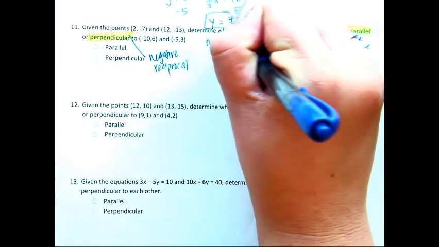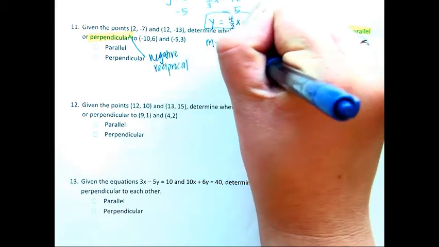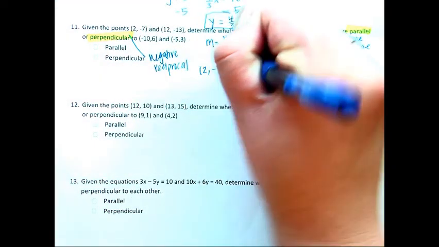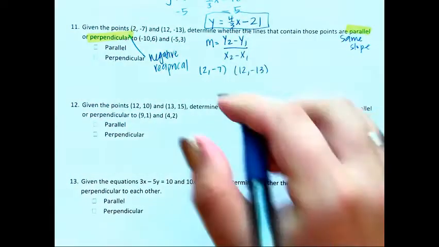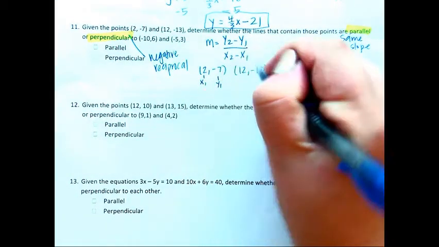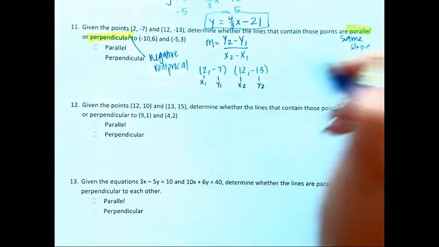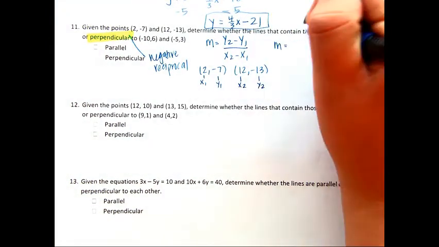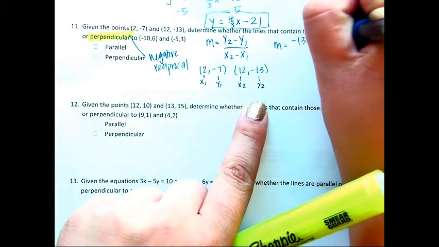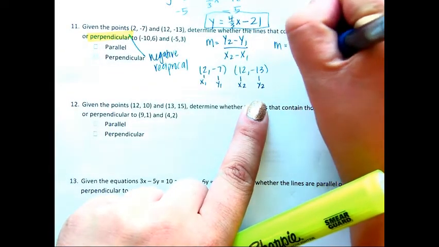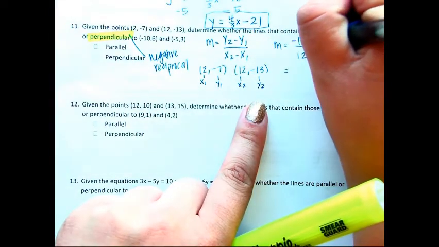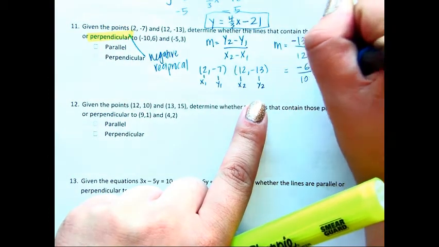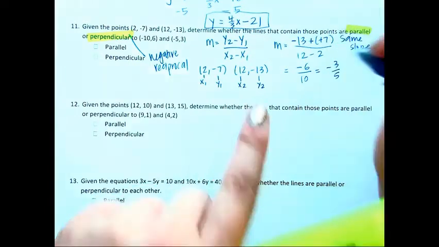So rise over run, x2 minus x1. So we have 4 points total. We're going to use the first set of points first. 2, negative 7, and then 12, negative 13. So x1, y1, x2, y2. And then we're going to plug it in, see what we get. So we're going to get m equals negative 13 minus a negative 7 over 12 minus 2. So then minus a negative is adding a positive. This gives us negative 6 divided by 10. And this gives us negative 3 over 5 if I divide by 2 top and bottom.